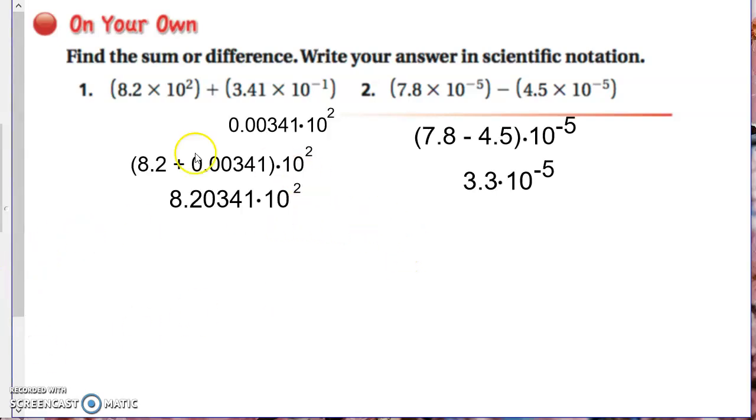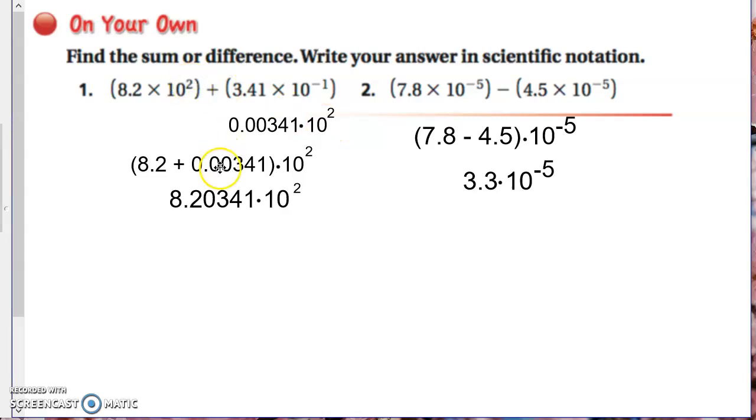All right, to check these ones. Now this one, unfortunately, was not written with the same power of 10. So that means I had to move this decimal 3 places in order to make it 0.00341 times 10 to the second. Now this is not correctly written in scientific notation, of course, but I have to have the same power of 10, so that's why I had to do it that way.